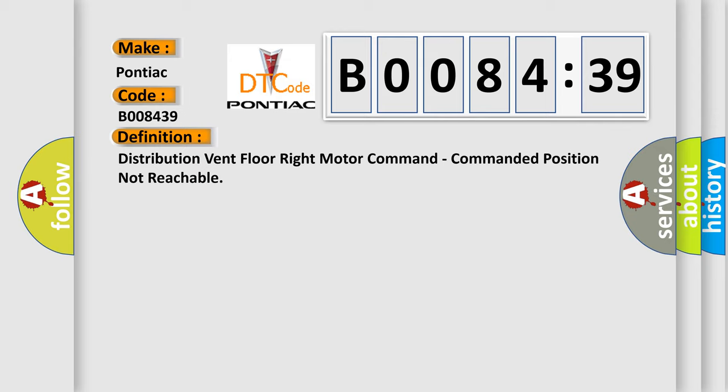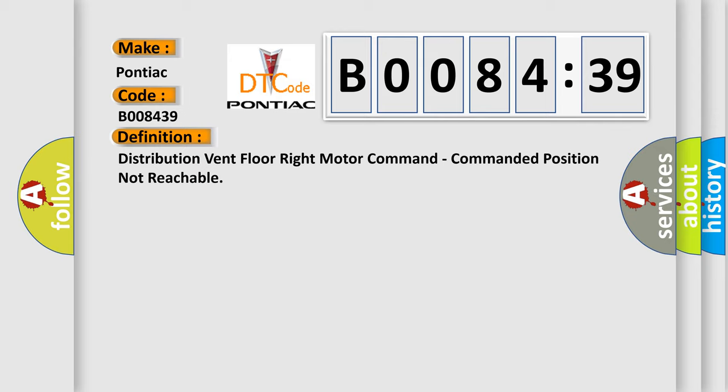And now this is a short description of this DTC code. After the initial installation of the HVAC module, the controller is calibrated to each individual blend mode door actuator. The actuators are connected to the HVAC module by a dedicated 5-wire sensor and control circuits. The actuator can move the blend mode air doors in two directions. When the HVAC module pulls the voltage on one side of the control circuit high and the other low, the door actuator will move in one direction.